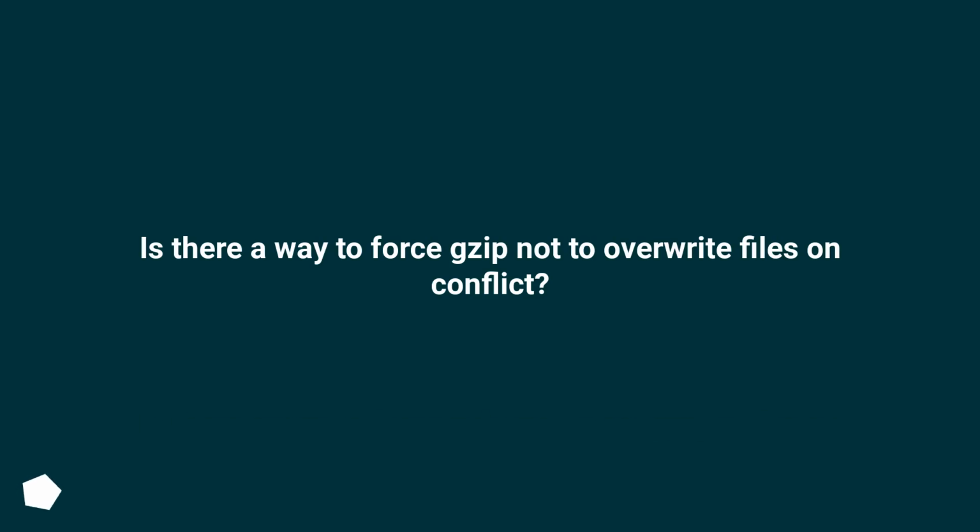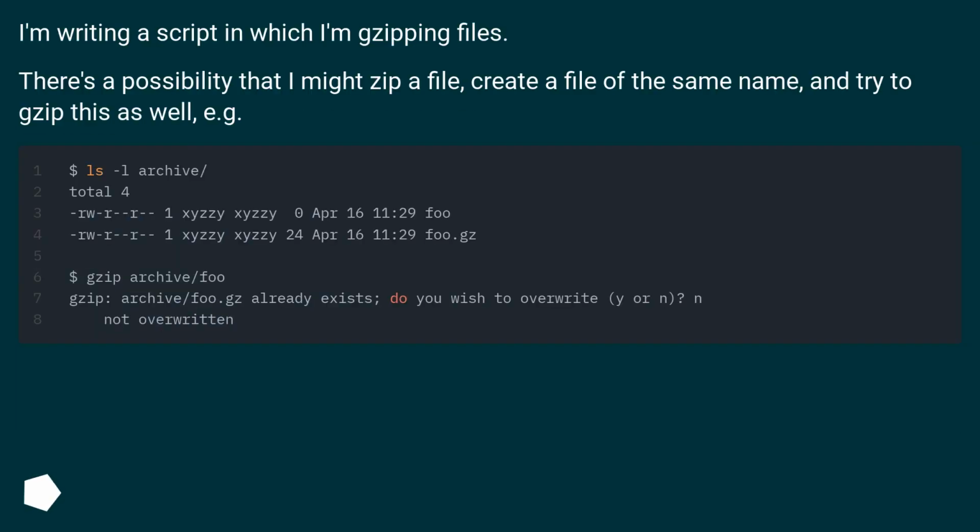Is there a way to force gzip not to overwrite files on conflict? I'm writing a script in which I'm zipping files. There's a possibility that I might zip a file, create a file of the same name, and try to gzip this as well, for example.